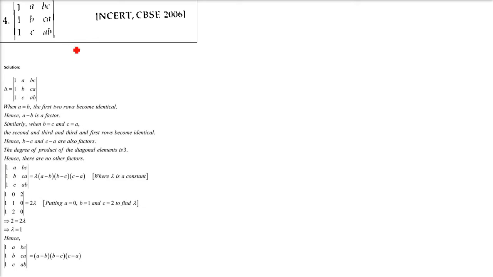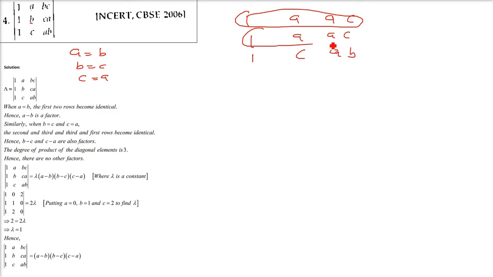This is also we are going to solve using the same way. So I'll just go through it because we have discussed the question number 3 in great detail. So here, if we take A equals B, B equals C, C equals A, then the rows will be similar. That is, when you put A equals B, the first two rows become identical. In place of B, I am writing A. So what do you get? First row and second row become exactly similar. So when we place A as B, A minus B is a factor.